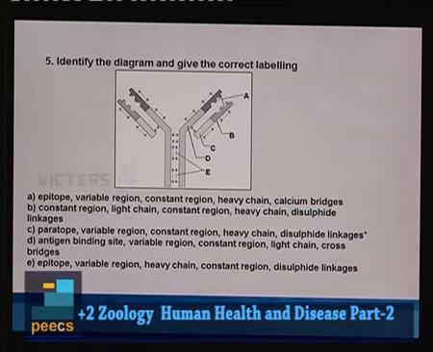Now, a question based on the diagram. In this question you can see the labeled portions. A is an antigen binding site. The antigen binding site is also called paratope. What about B? B is the variable region of the light chain, C is the constant region of the light chain, D is the heavy chain, and E corresponds to the disulphide linkages. So, our answer will be option C.